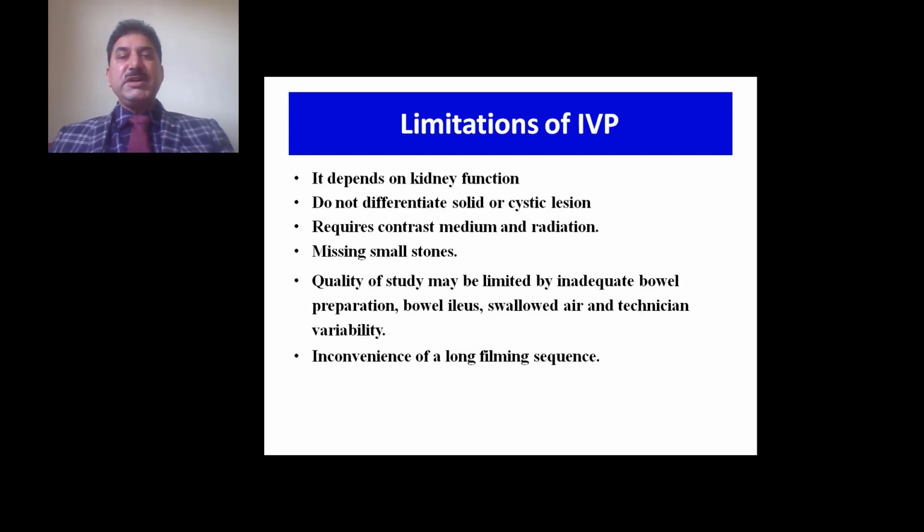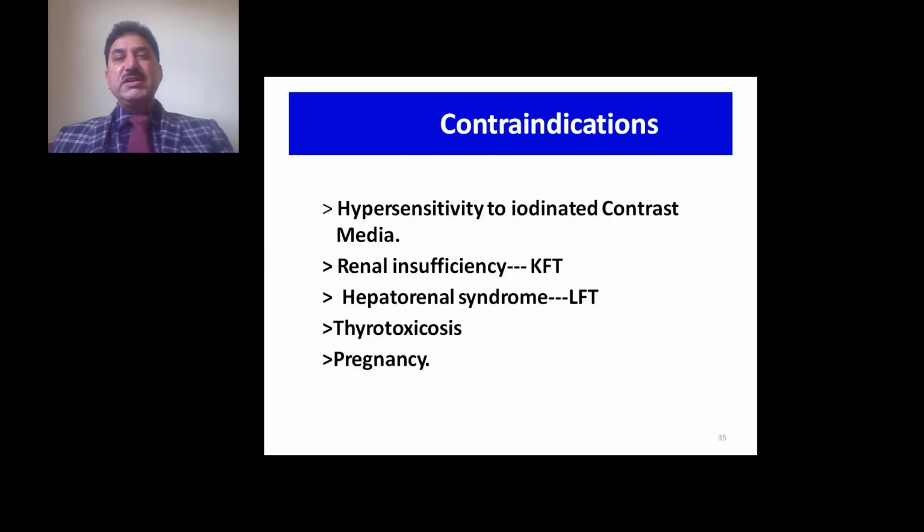Limitations of IVP. It depends on the kidney function. It does not differentiate solid or cystic lesion. It requires contrast medium and radiation. It misses small stones. Quality of study may be limited by inadequate bowel preparation, bowel ileus, swallowed air, and technician variability. Contraindications for IVP are hypersensitivity to iodinated contrast media, renal insufficiency, hepatorenal syndrome, thyrotoxicosis, and pregnancy.